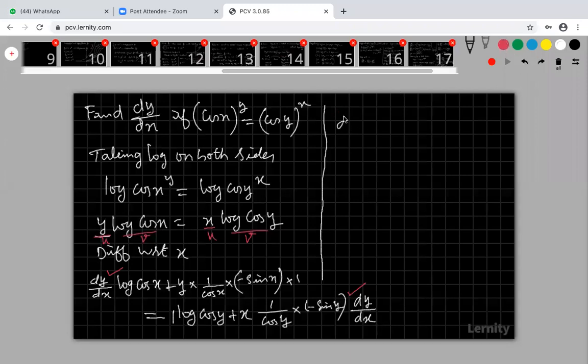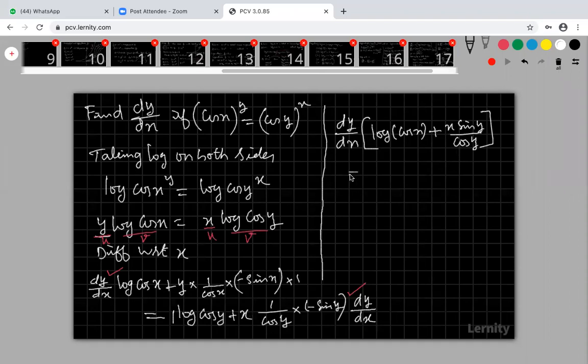My dy by dx, if you take dy by dx commonly here, what is the answer? Log cos x. That's all. This term over. Here, look at that, this is minus x into minus sin y. So this minus becomes, on the left hand side, plus x into sin y divided by cos y. My dy by dx taken commonly. Here minus x into sin y divided by cos y. I have already taken dy by dx commonly. So in these two terms, if you take dy by dx commonly, here the remaining is log cos x, here the remaining is minus x sin y by cos y.